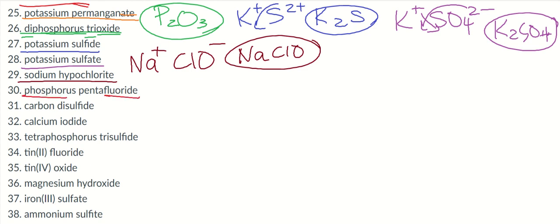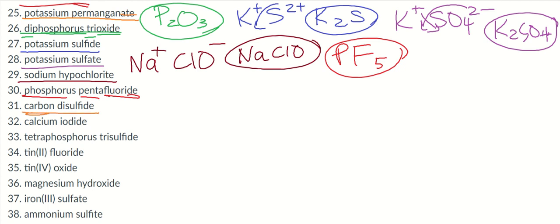Phosphorus, nonmetal. Fluorine, nonmetal. Use the prefixes. Phosphorus doesn't have one, so it's just going to be 1 as a subscript. We don't write ones. Fluoride, IDE, that's just fluorine. Penta means 5. There it is.